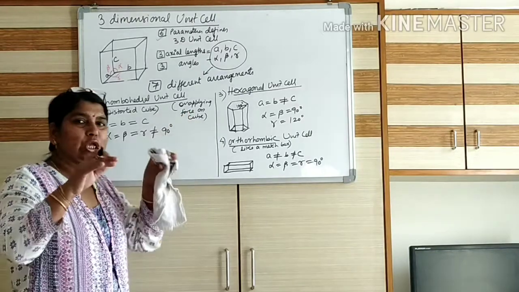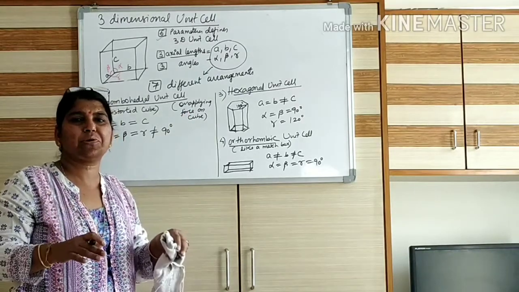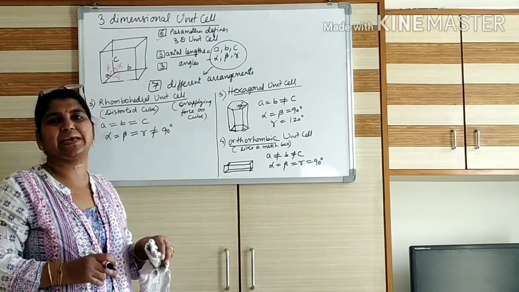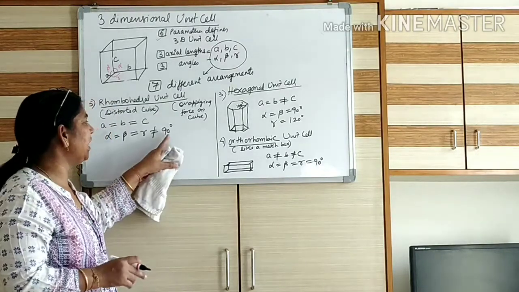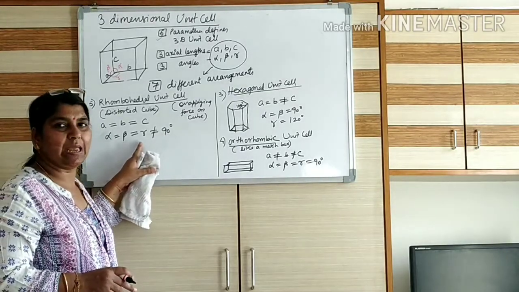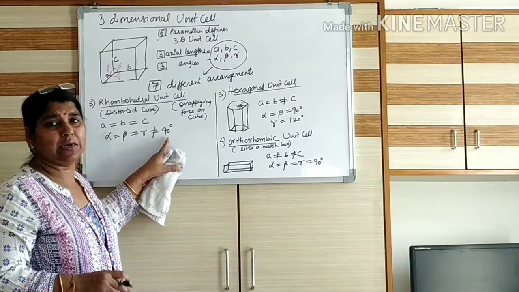That's why I am saying, if you apply pressure on a cube, what will happen to it? Length, breadth, height will not get changed, but angles will get changed. Angles will get changed, but they will remain equal. Alpha, beta, gamma, same range, but they are not equal to 90 degree.